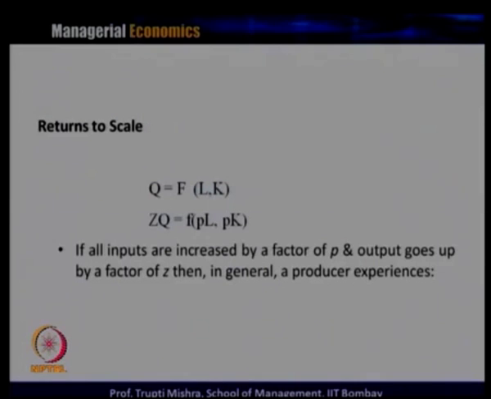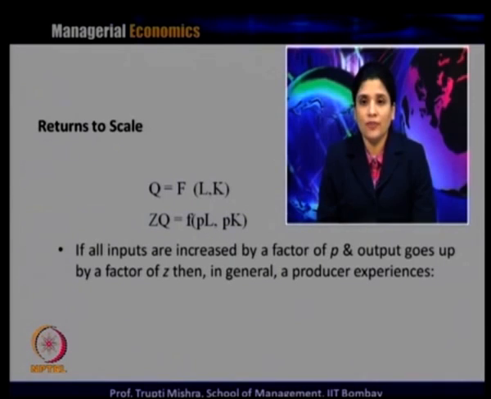So last class, if you remember, we took a production function where Q is the dependent variable, and L and K are the independent variables. Q is the output here, L is the labor and K is the capital. We simplified the production function by taking just two variables, although there are a number of other inputs which influence the output.